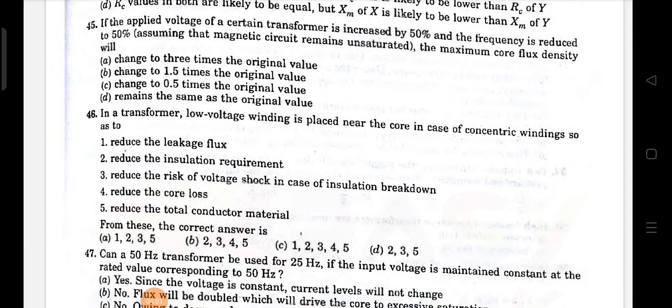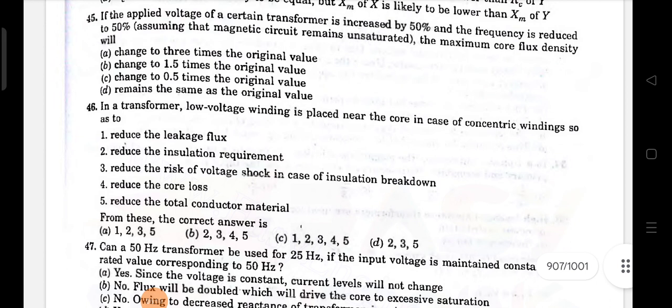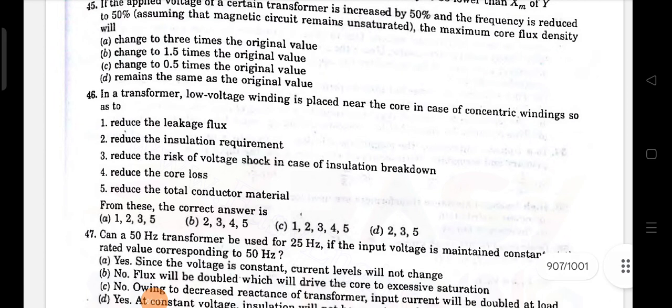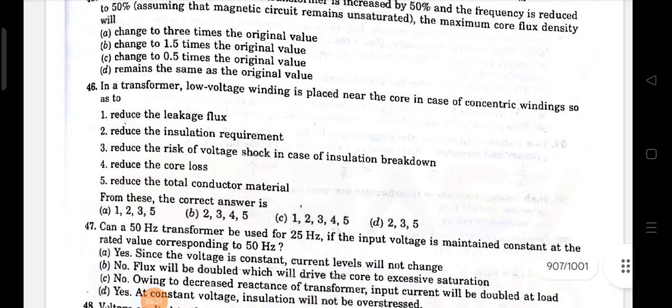Reduce the leakage flux. Leakage flux will be reduced by using the interleaved winding procedure. In case of core-type transformer, concentric and interleaved winding procedure is used. Because of the concentric winding procedure, the cost of insulation is reduced. Because of the interleaved winding procedure, leakage flux is reduced. That means the first option is not correct.